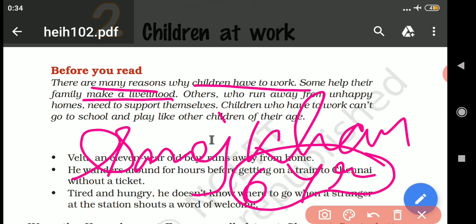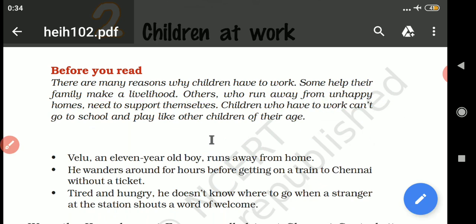So in those conditions, most of the children go and start doing small works, right? Others, लेकिन कुछ लोग ऐसे भी बच्चे होते हैं who run away from unhappy homes. कुछ बच्चे काम करने के लिए नहीं जाते, not because of the financial need of the family, but because of the unhappy homes. Unhappy homes क्यों होता है बेटा?